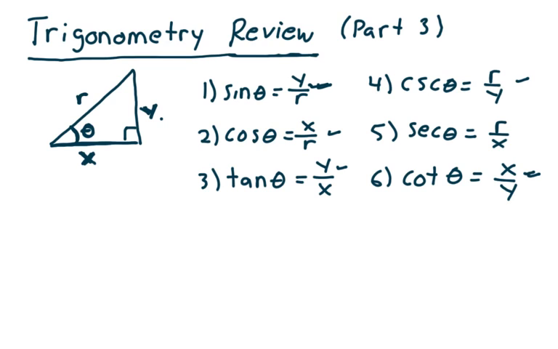Number 2, cosine theta is x over r. Number 3, tangent theta is equal to y over x. Number 4, cosecant theta is r over y. Number 5, secant theta is r over x. And number 6, cotangent theta is x over y.